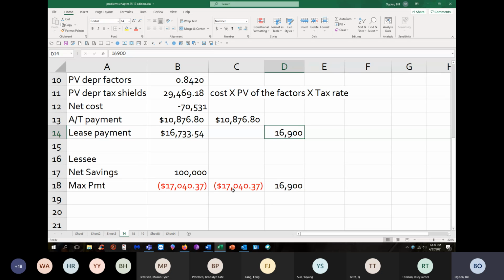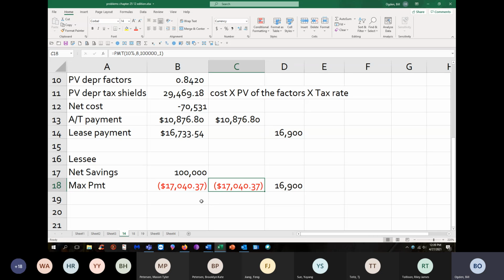This lessee could go as high as 17,040, and what would you say about that? Well, it would be no worse off than borrowing at 10% and buying the asset, the bus, for $100,000. So that's what you're breaking even here. You're no worse off than borrowing at 10% and buying the bus for $100,000 than you would be making 8 annual payments, lease payments of 17,040.37. That's all we did. All right.